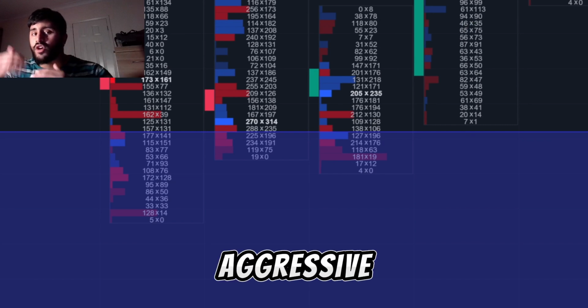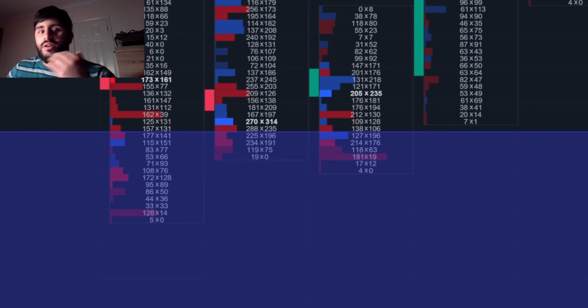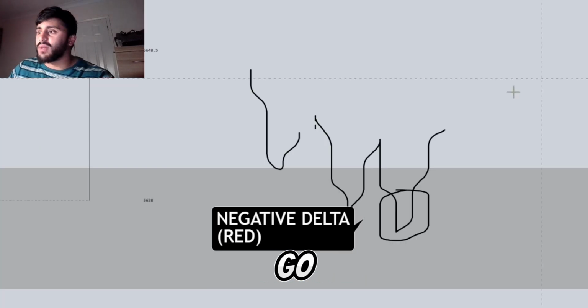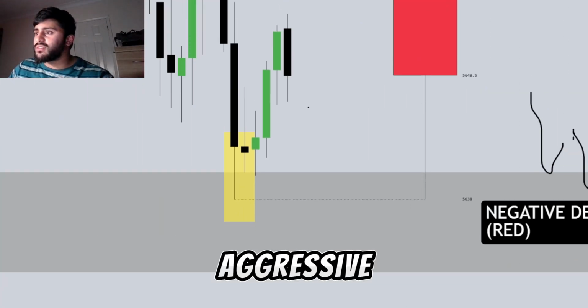So what you can see just by looking at this rejection and the next rejection is that we have a lot of aggressive sellers in this area. Now, do these aggressive sellers get rewarded? Let's go back to the candlestick chart, right? Do these aggressive sellers get rewarded?